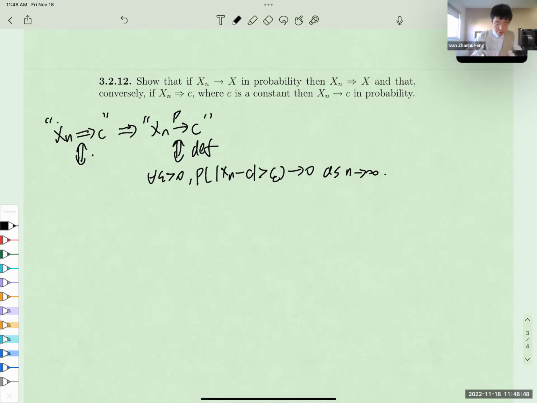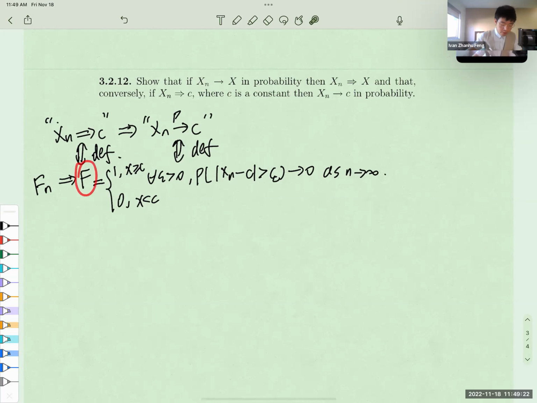Likewise, the definition of the condition says the distribution function Fn of Xn goes to F, where in this case, F is the distribution function of this constant C. By definition, that means capital F(x) equals 1 if x is greater than or equal to C, and 0 if x is less than C. So this is the distribution function of C, and Fn are distribution functions of this sequence of random variables.